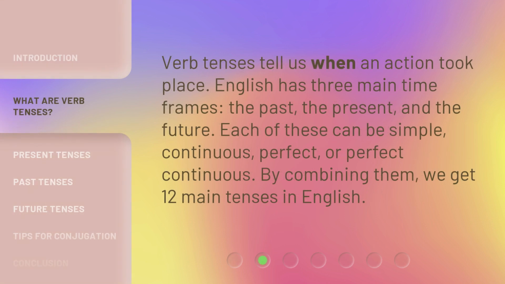Verb tenses tell us when an action took place. English has three main time frames: the past, the present, and the future. Each of these can be simple, continuous, perfect, or perfect continuous. By combining them, we get 12 main tenses in English.